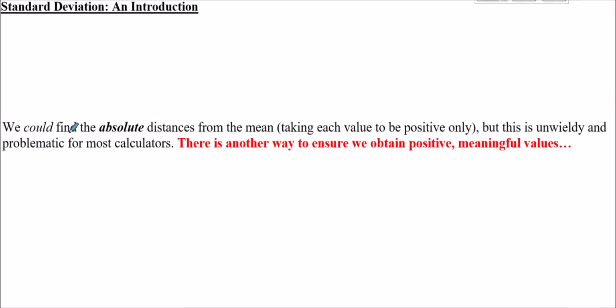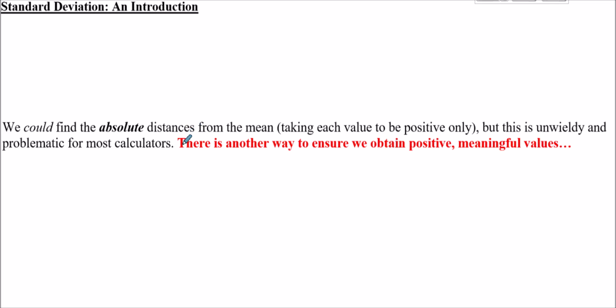So what we could do is find the absolute distances from the mean, where we take each one of those distances as positive. So for example, in the previous example, that'd be distances of 1, 1, 0 and 2. But like I've said, this is really unwieldy. Unwieldy just means really clumsy and awkward, and it'd be really problematic for most calculators. There'd be lots of fiddling around to do one number take away the other, or to switch the order. So to get them all as being positive in a quick way is really awkward indeed.